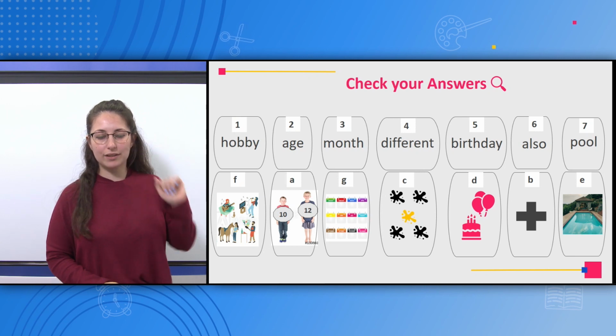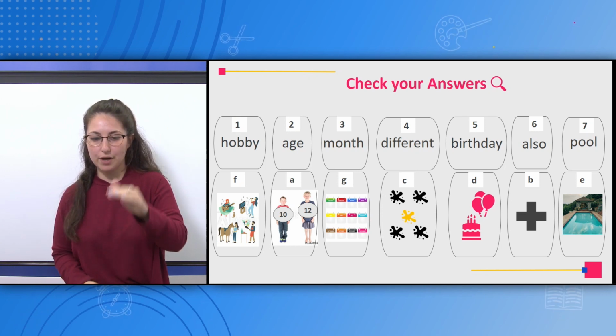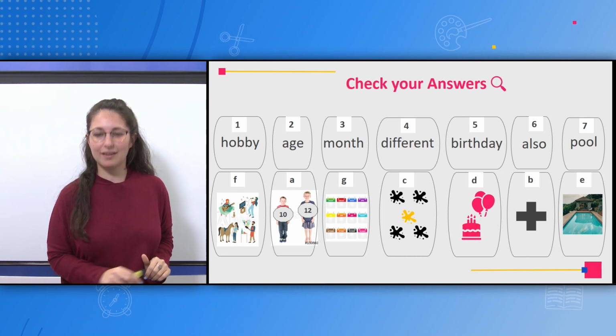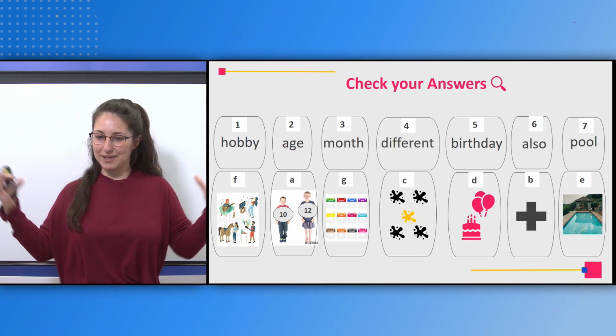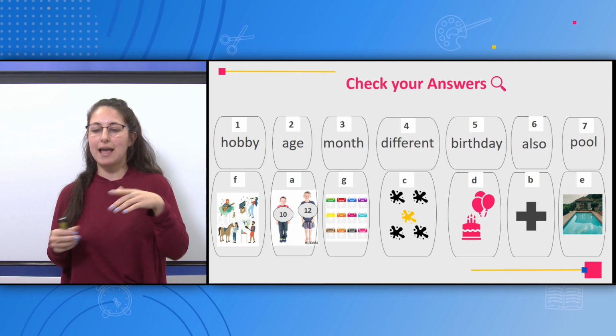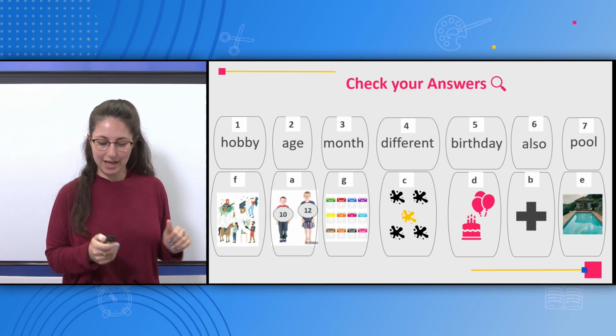Age is how old are you? Month is January, February, March, April. Different is the different spot. Birthday is a big celebration, also something that I also like. And pool, a place where you swim. Good job. Now let's move on.